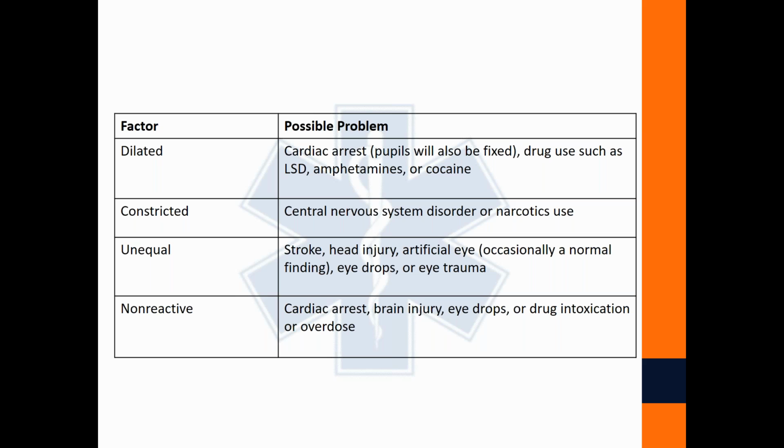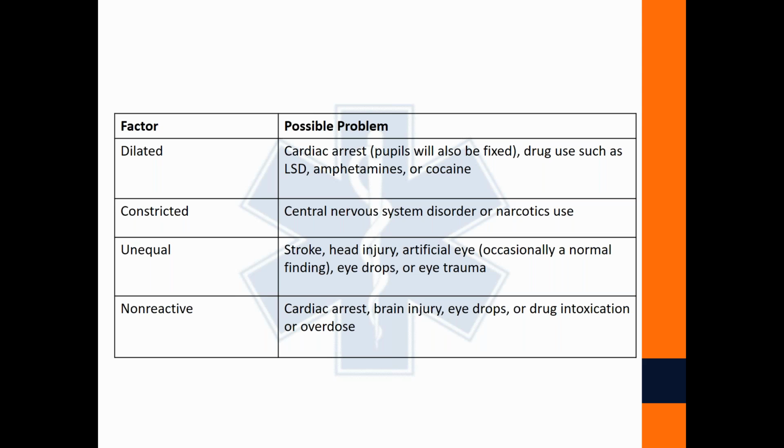We see inequality. Pupils really, unless it is a thing that the patient has had their entire life, should not be unequal in size after things like stroke or head injury or trauma to the eye. So if you see unequal pupils and the patient doesn't have a glass eye, but has just had some sort of head injury, some sort of trauma to the eye, unequal pupil size is not a good finding.